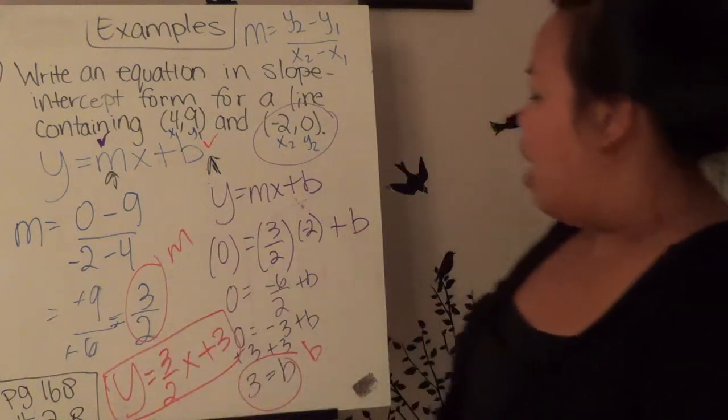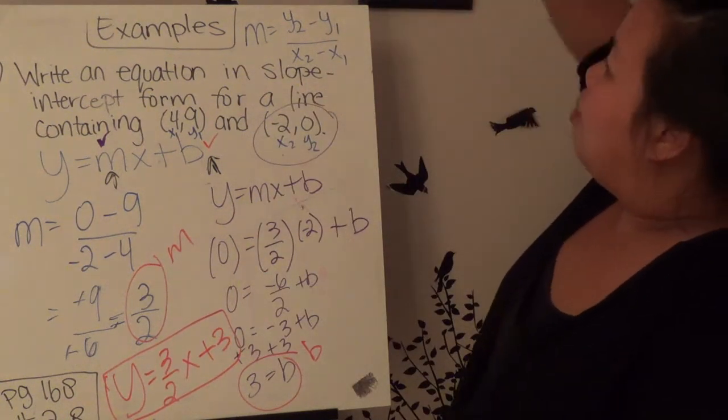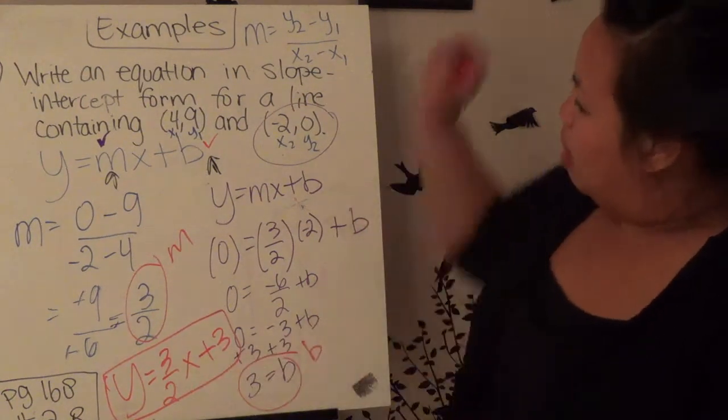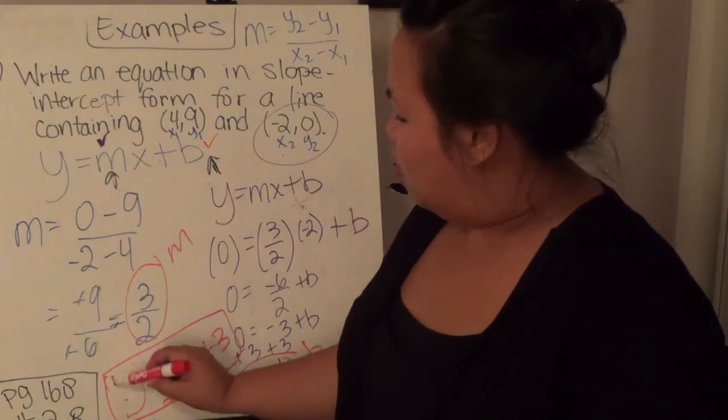And if I wanted to graph this, I would start at 3 on the y-axis and I'd go up 3 over 2. Apply the slope, up 3 over 2. So this is my final equation. Let me make this look like a y.